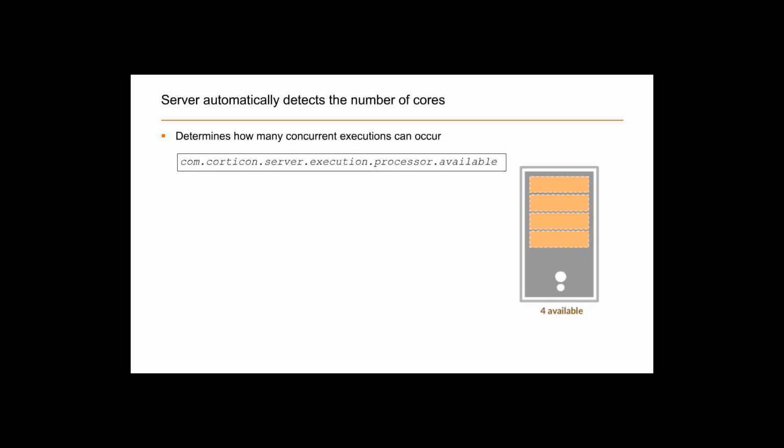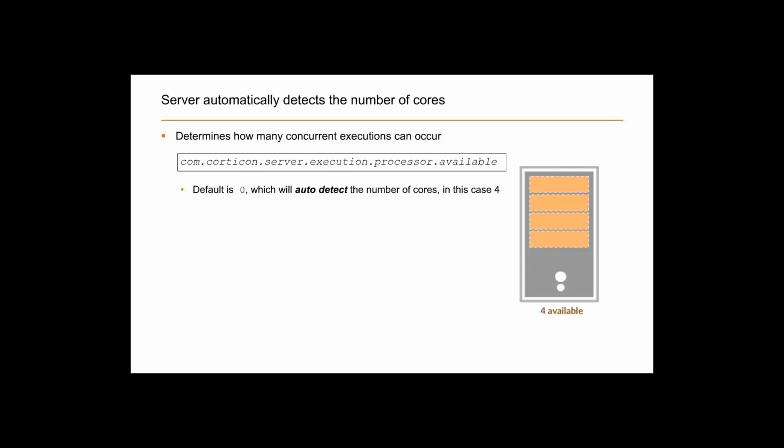In Corticon 5.5, we introduce the server property shown here. Setting this in the brms.properties file, you can clearly state your intentions for the number of concurrent executions. If you leave the default of 0, then it sets the property to the number of cores. This is the recommended setting.